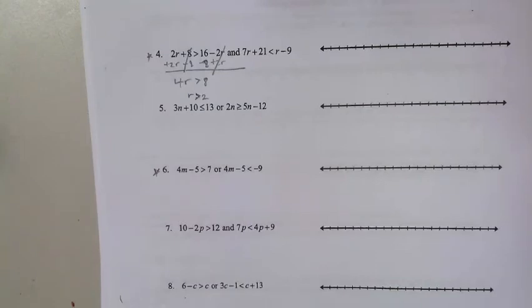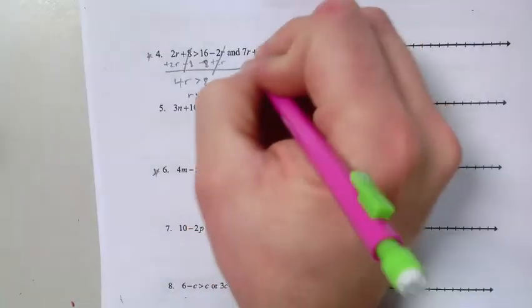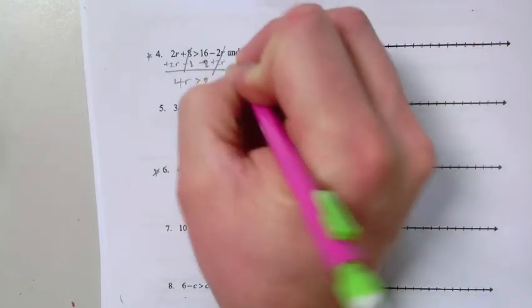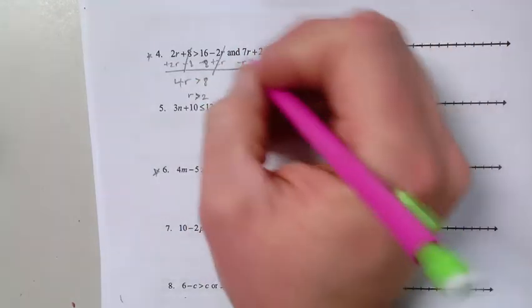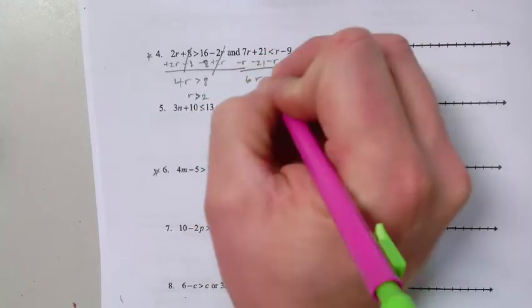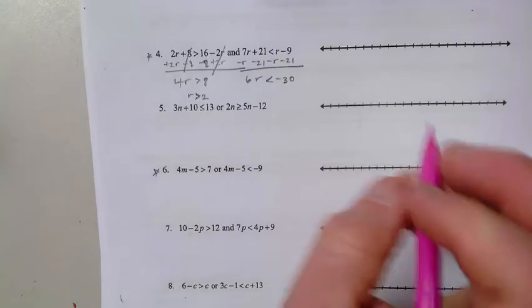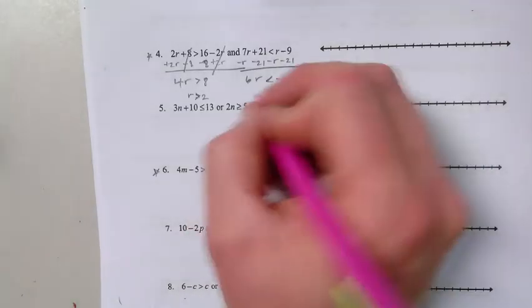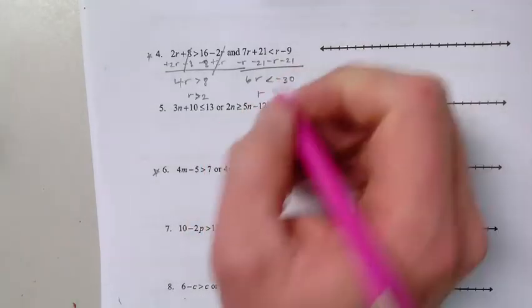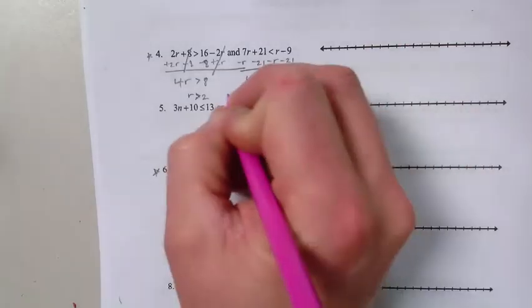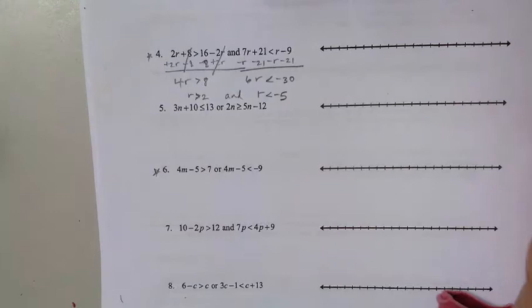Okay. On the other one, I'll go ahead and subtract 21 from both sides, and I'll subtract r from both sides. So that leaves us with 6r is less than -30. Okay. Now, if I divide everything by 6, do I flip the inequality? No, because I'm not dividing by a negative. So r is less than -5.